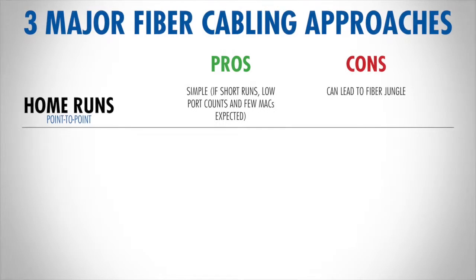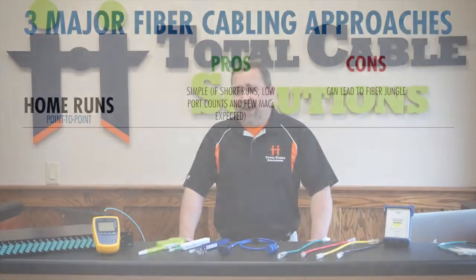There's three major approaches when you talk about running your cables in the data center. There's pros and cons with each of these methods. You can take a home run approach, which is basically point to point. Home runs are very simple, and it relies on the fact that you may have very few moves, adds, and changes in your environment. But on the flip side of things, it can lead to the fiber jungle because you could have a lot of crisscrossing cables in the environment.